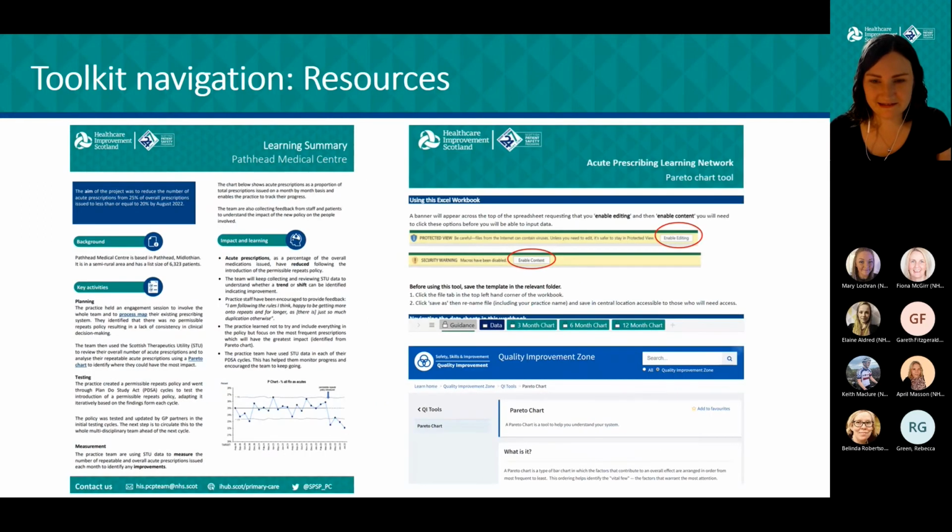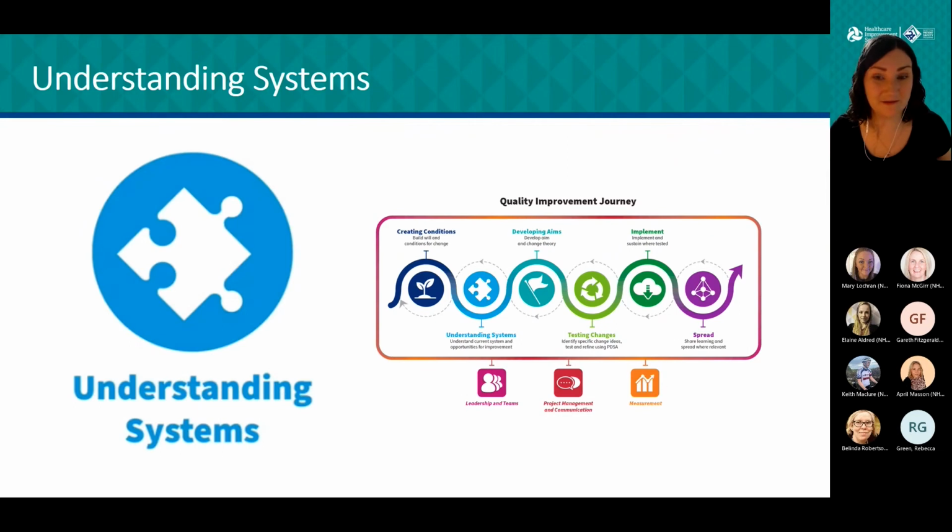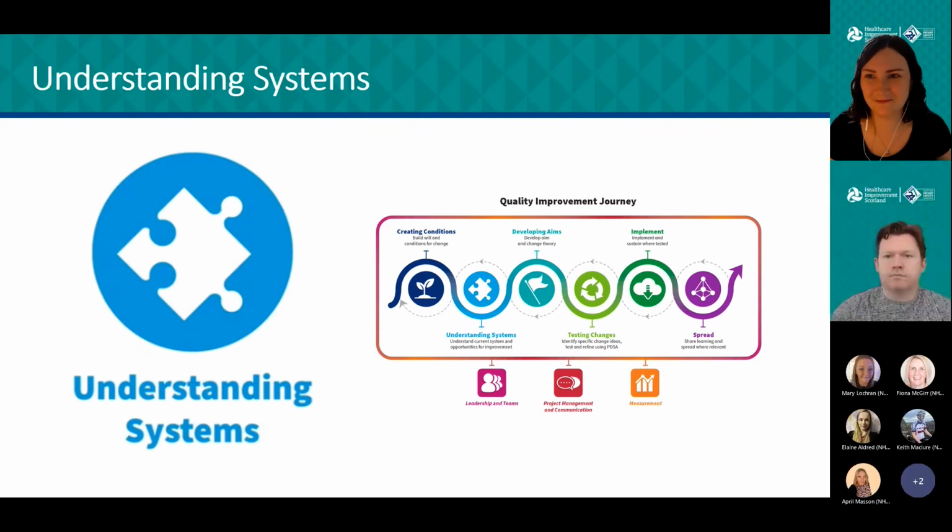So then if we go on to the next slide, once you click through to the resources, these are a few examples. So from that previous page, you could click through to see the learning summary from Rebecca's practice that's on the left. And then on the other side, the tool that could help you make your own Pareto chart, to see what are the most important things to focus on. And then the NES QI page about the same tool. I'm going to hand over to Gareth, who's going to talk a bit more about some of those tools in the Understanding Systems section.